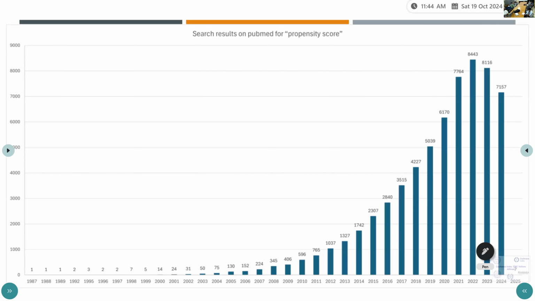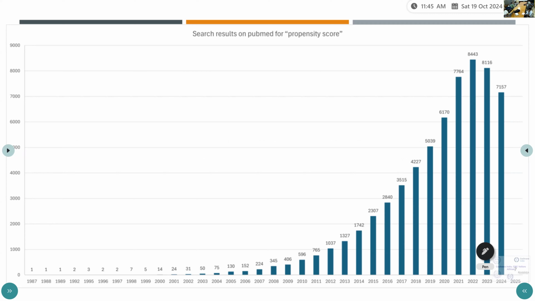So this is just a bar graph of the search results on PubMed for propensity score. As we can see, after the COVID pandemic, the numbers just shot up, I think, because people were only able to do retrospective or observational studies at this time, and they used propensity score, and it kind of became a popular thing. That's where I first came across propensity score also.